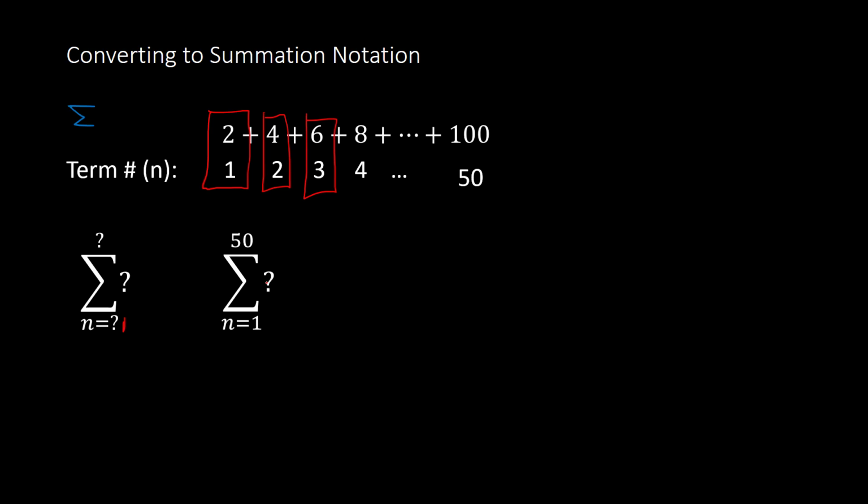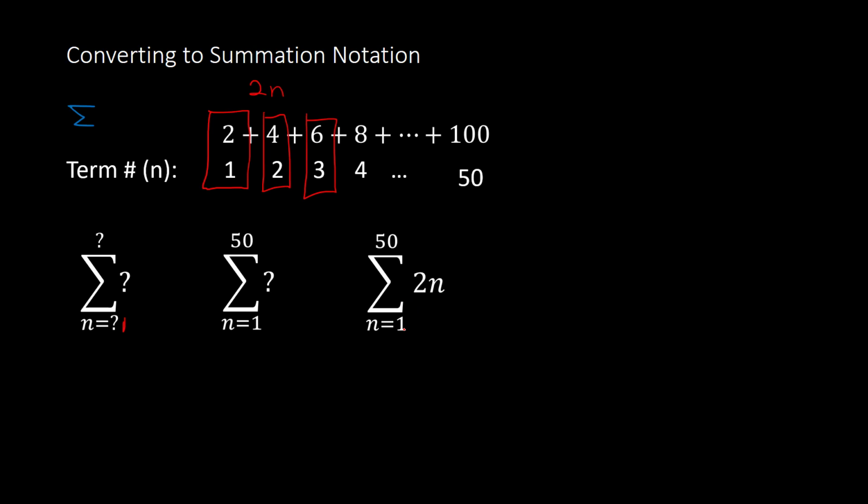And the question is, what is going to go on the right side? Well, on the right side is going to be your pattern vertically. So the pattern we said was we take 2 times the term number, which we can use the letter n to be the term number. So our pattern is 2 times n, and that's going to be what goes on the right.